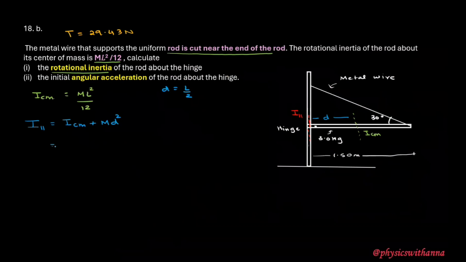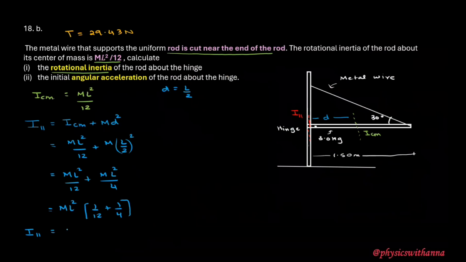So now let's substitute. We have ICM as ml squared by 12 plus m times L by 2 squared. That gives you ml squared by 12 plus m L squared by 4, since the square of L is L squared and the square of 2 is 4. Let's take ml squared as common and you're left with 1 over 12 plus 1 over 4. And when you solve this, you get I parallel, or moment of inertia about an axis passing through the hinge, to be equal to 1 over 3 ml squared.